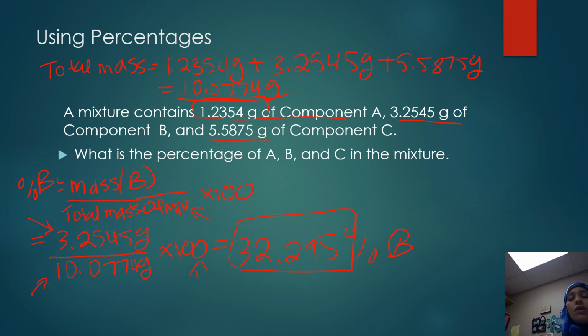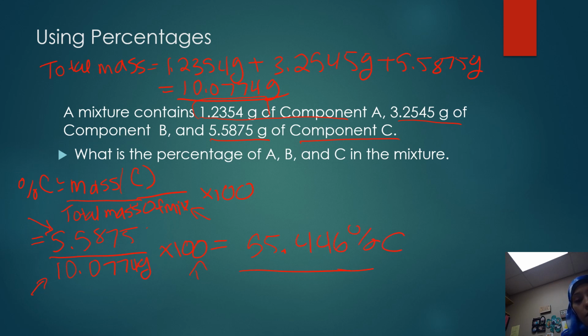Now, I want you to think about something for calculating the mass percent of component C. You can do this one of two ways, right? And the easy way would be to just change this to the mass of C right here, and then we can go ahead and change that over to 5.5875 grams, and that will get you 55.446% C.